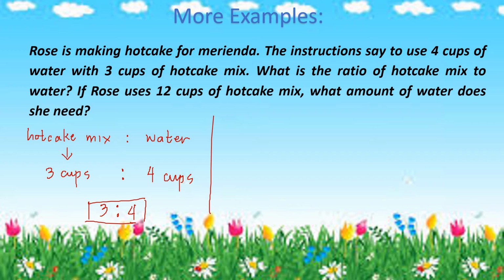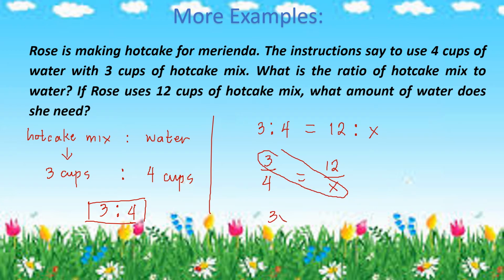So using the ratio 3:4, for every 3 cups of hot cake mix, Rose will use 4 cups of water. Now the question is, for 12 cups of hot cake mix, what amount of water will she need? So let's say that the missing term in the given proportion is x. Okay, rewrite our ratios in fraction form. 3:4 is equal to 12:x.